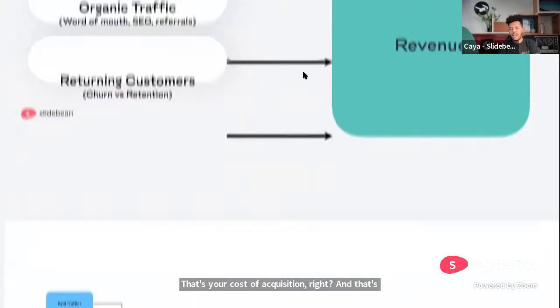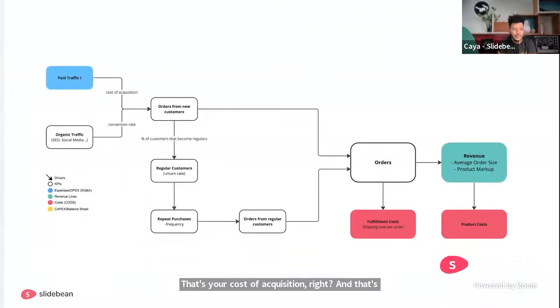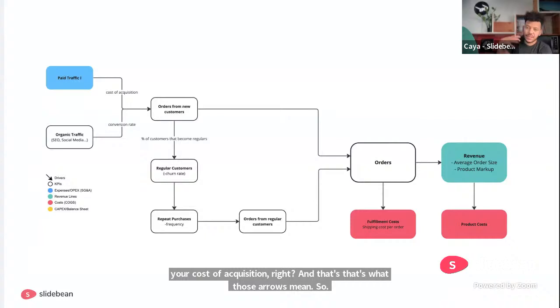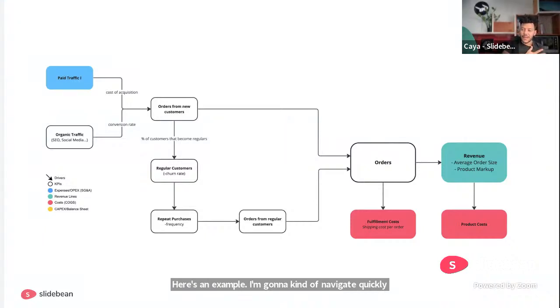So here's an example. I'm going to navigate quickly through this. This is what we call internally a financial model map. And I haven't used the word financial model so far because it sounds like a mouthful, and a lot of people get freaked out when they hear financial model, but it's actually not that hard. And the essence of it is something like this, right? The essence of budgeting is something like this.